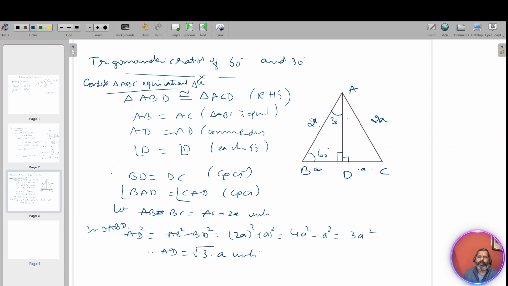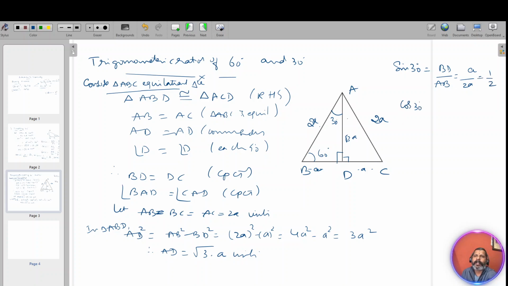Since we have all three side values of the triangle, we can straightaway jump and find the values of the trigonometric ratios for 30 and 60. This becomes how much? Root 3 into a. Okay, so can we find sin 30? Sin 30 is opposite by hypotenuse. What is opposite? Check out the angle. Please observe the particular required angle. Sin 30 is BD by AB, opposite by hypotenuse. BD is a. AB is 2a. Sin 30 is 1 by 2.